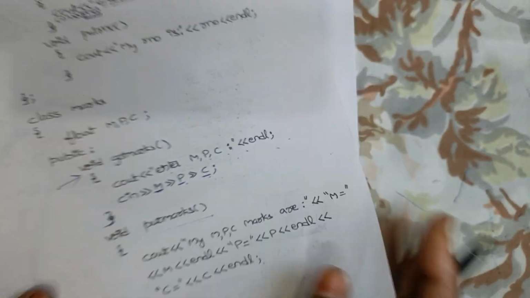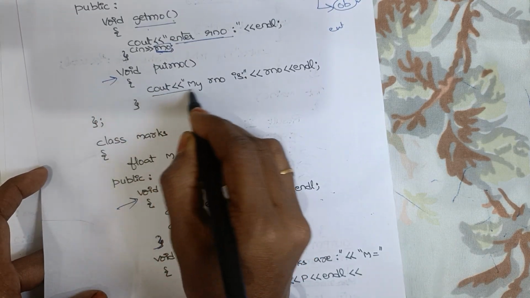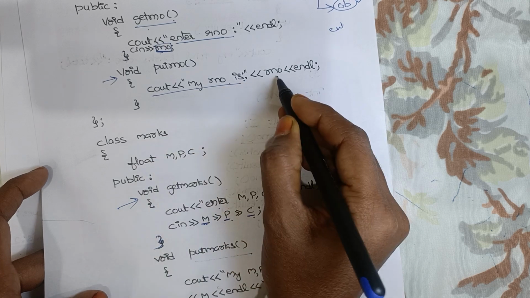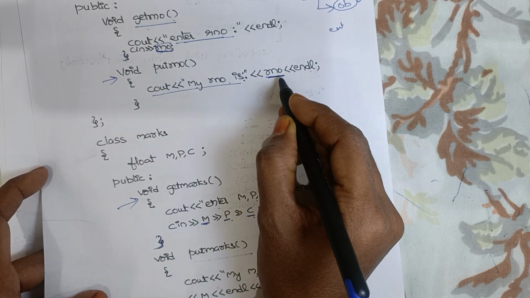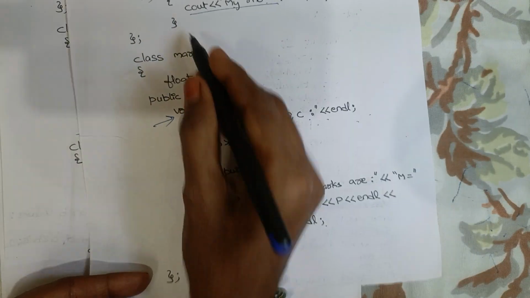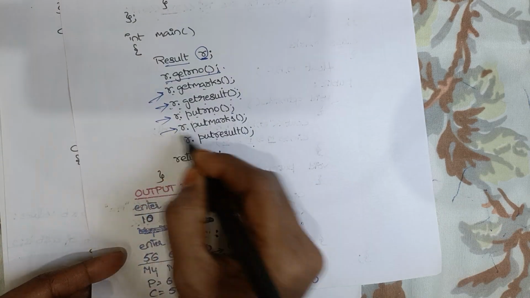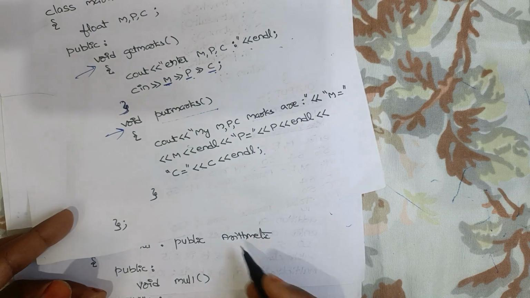After closing this brace, the control will transfer to the next statement, r dot put roll number. In this one I am printing 'my roll number is' followed by whatever you entered. For example, if you entered 10, it will print my roll number is 10. After closing this brace, control will transfer to the next statement, r dot put marks.